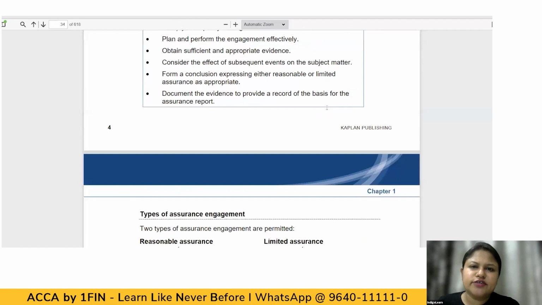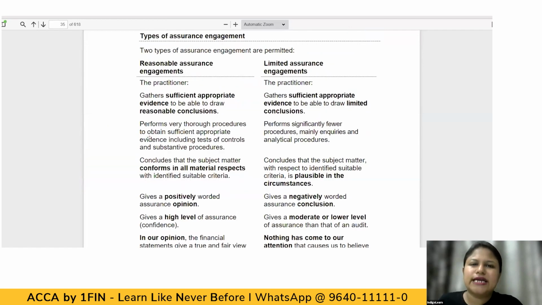So let us take the types of assurance engagements. In an assurance engagement, you'll have two types: one is the reasonable assurance engagement, the other is the limited assurance engagement. In reasonable assurance, the understanding is that you obtain sufficient appropriate audit evidence in order to reach a reasonable conclusion. In limited assurance, you gather sufficient appropriate evidence, but only to draw a limited conclusion. Here, very thorough procedures are performed. Here, far fewer procedures will be performed. Here you have to check whether the financial statements conform in all material respects to the financial reporting framework, that is, the subject matter should conform with the suitable criteria in every respect.